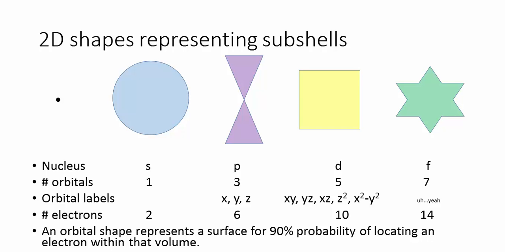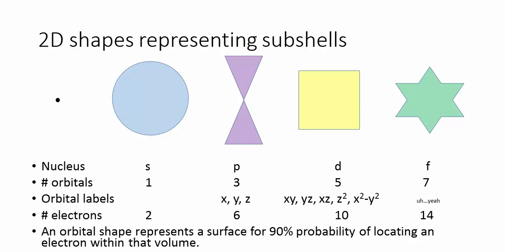Similarly, the yellow square represents the D subshell. A yellow square represents 5 orbitals and can hold 10 electrons. The 5 D orbitals are called dxy, dyz, dxz, dz squared, and dx squared minus y squared. The yellow square represents all 5. The green star will represent the F subshell with 7 orbitals and can hold 14 electrons. The 7 F orbitals have designations as well, but they are complicated and not important for our purposes. Now let's look at the 3D models that correspond to each of the subshells.